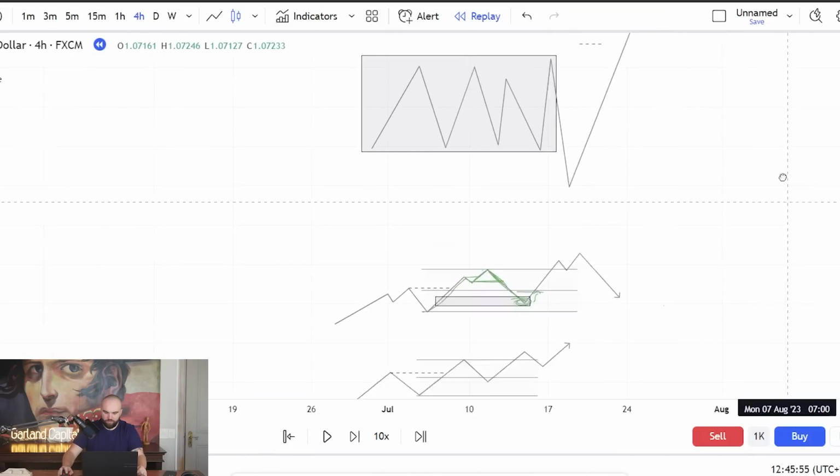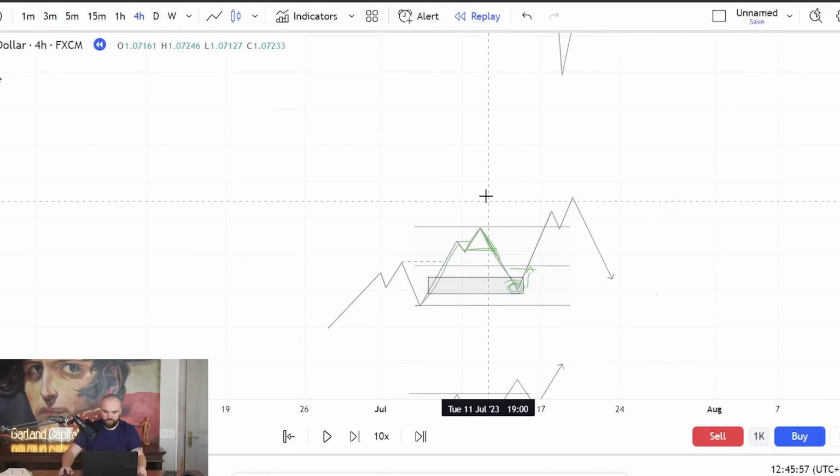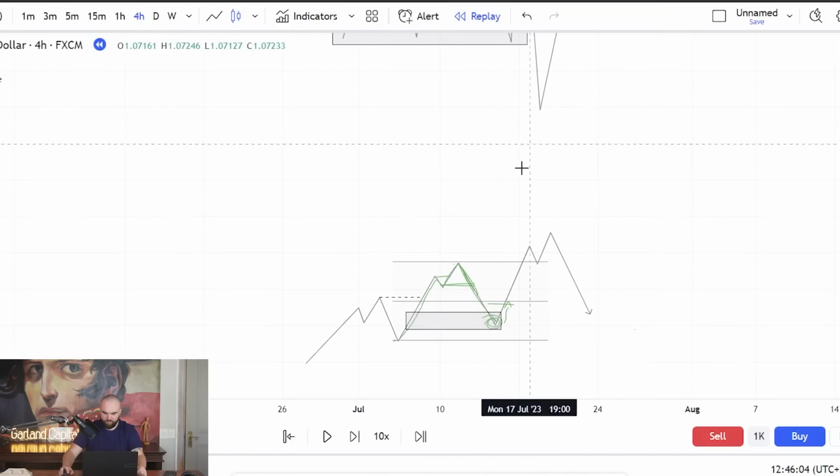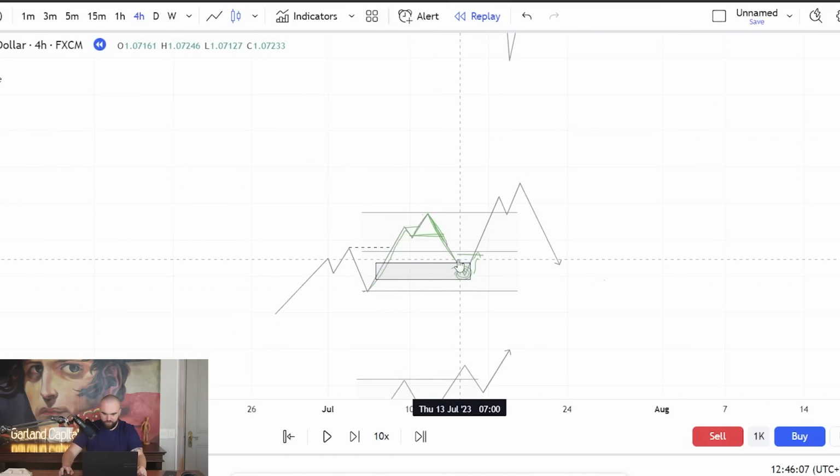We would want to hold this trade. This is the higher time frame, okay? It's somewhere in here that this is happening, okay? On the lower time frames, this is happening, for instance, here.